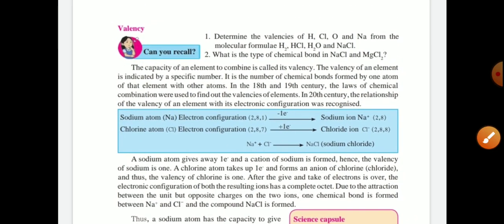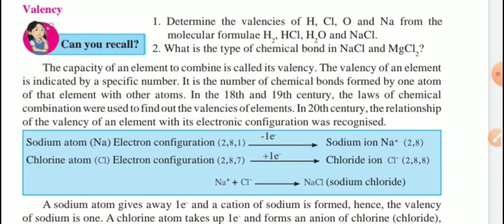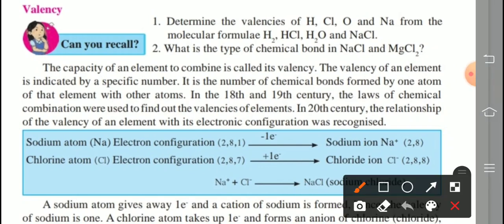Next, the remaining points are given on this page. Now a question is asked related to this topic, valency. First question is: define valency. So you mark the definition. The capacity of an element to combine is called its valency.